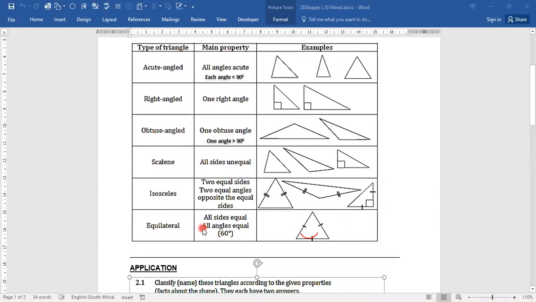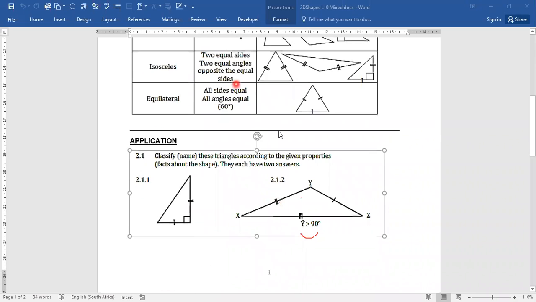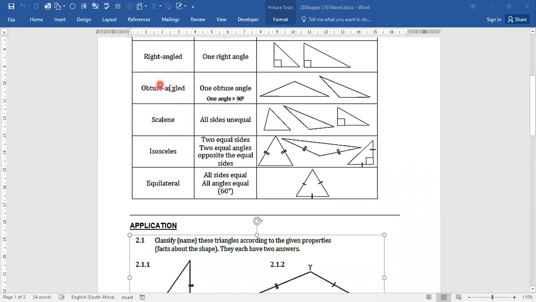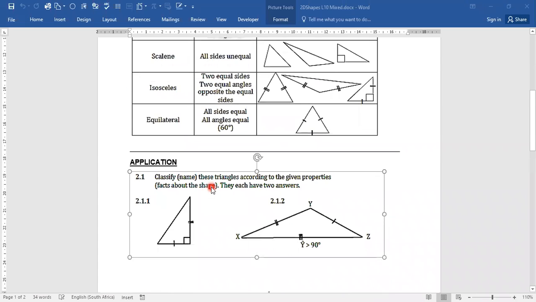Now we're looking at the next three. We're looking at the measurements. In terms of measurements, we have three different types of marking, which means the three sides are all different. So here again, we have a scalene triangle. So it's a scalene obtuse angle triangle.